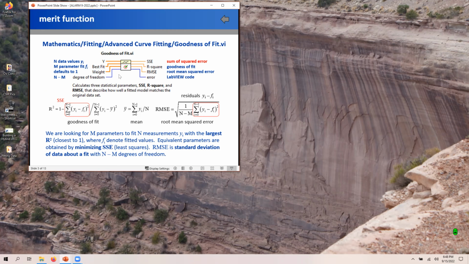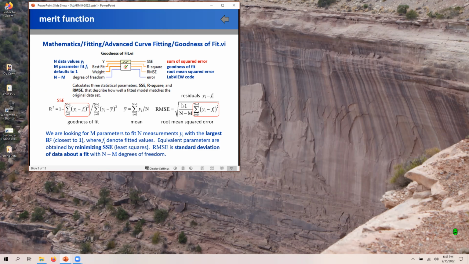So out of it, you get a LabVIEW error code if you want it. You get the sum of squared errors, R squared, which is called the goodness of fit, and root mean squared error. It delivers those 3 things. Okay, so let's look at those quickly.